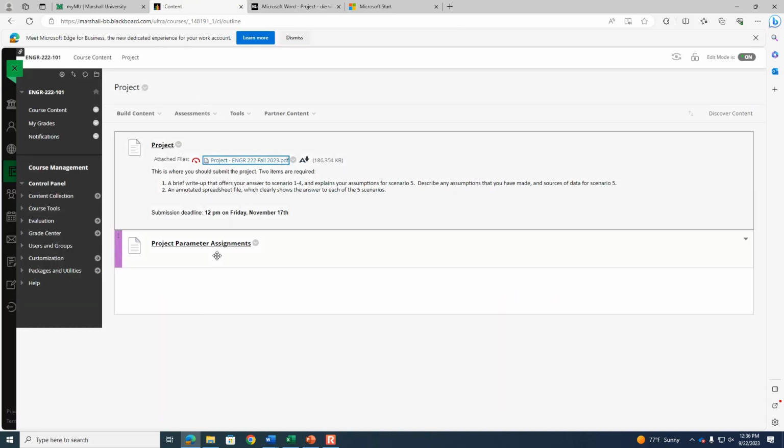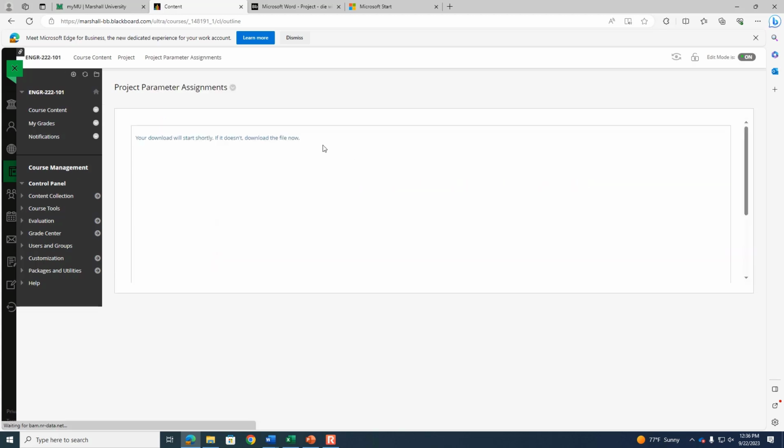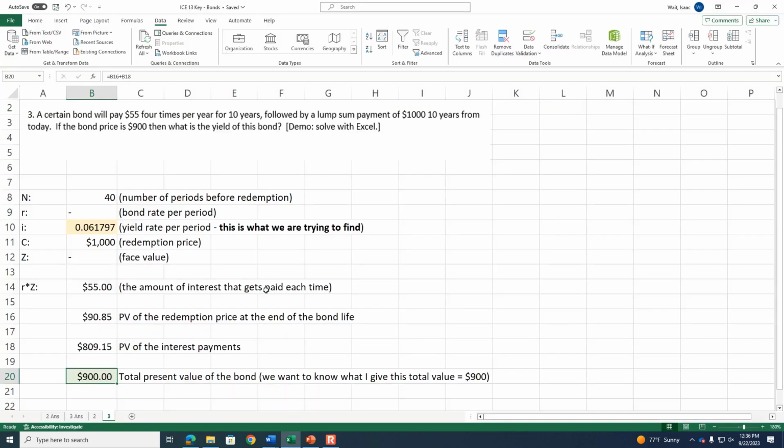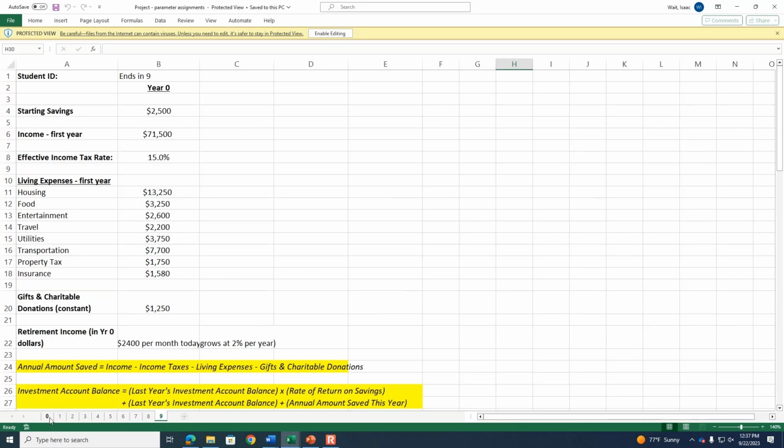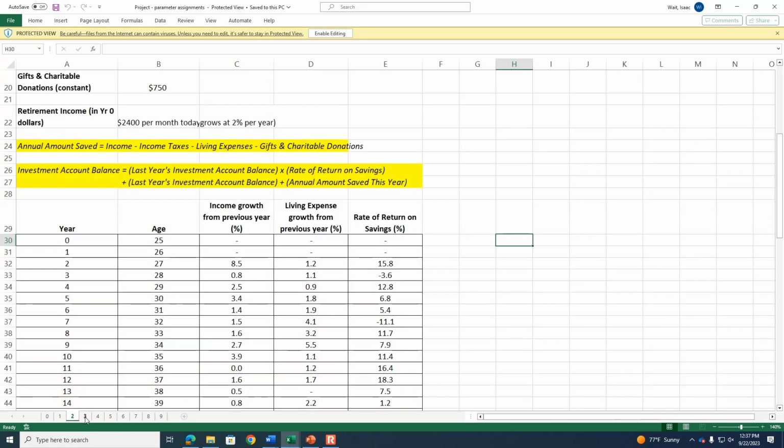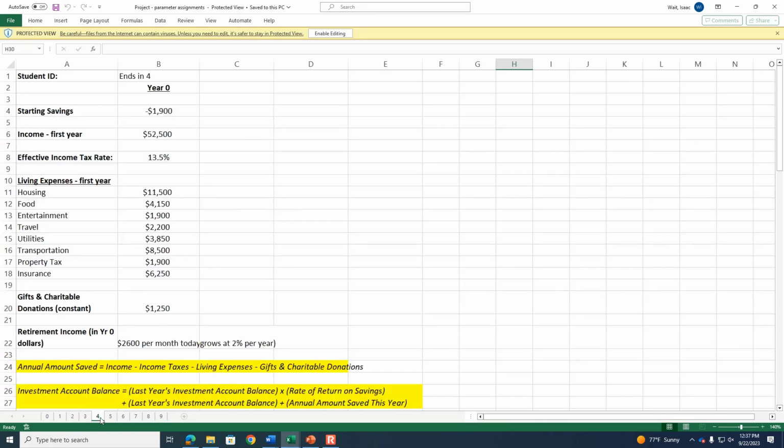Okay, so let me show you what the spreadsheet file looks like that I've got. So this is available to you now online. If you download it, what you'll notice is that there are 10 tabs. And each of these tabs is meant to correspond to the last digit of your ID number. So if your Marshall University ID number ends in a 0, then you use tab 0 for your calculations.